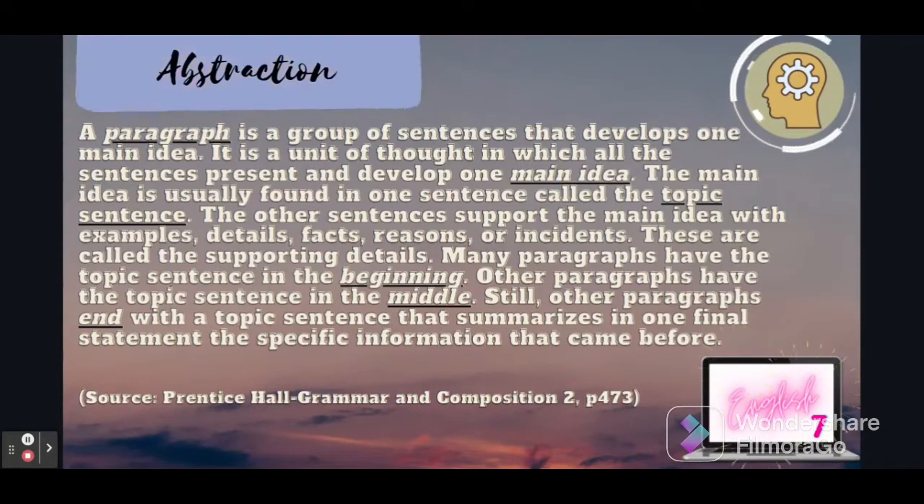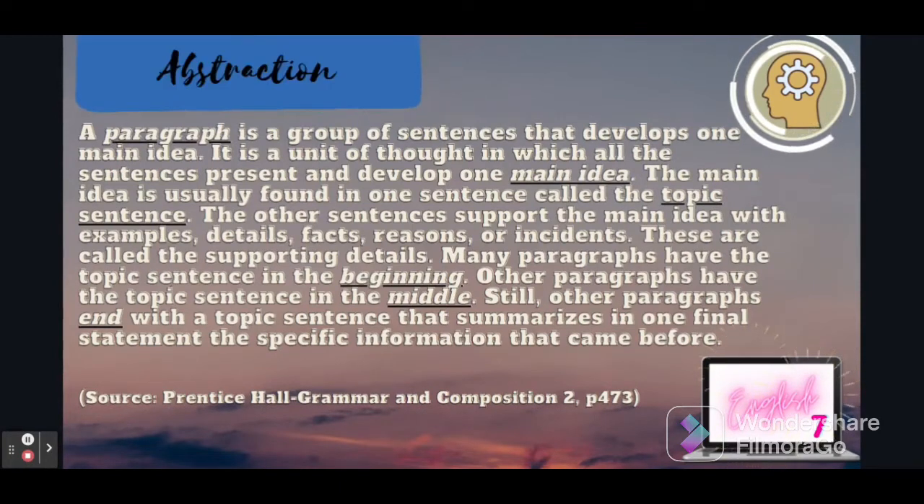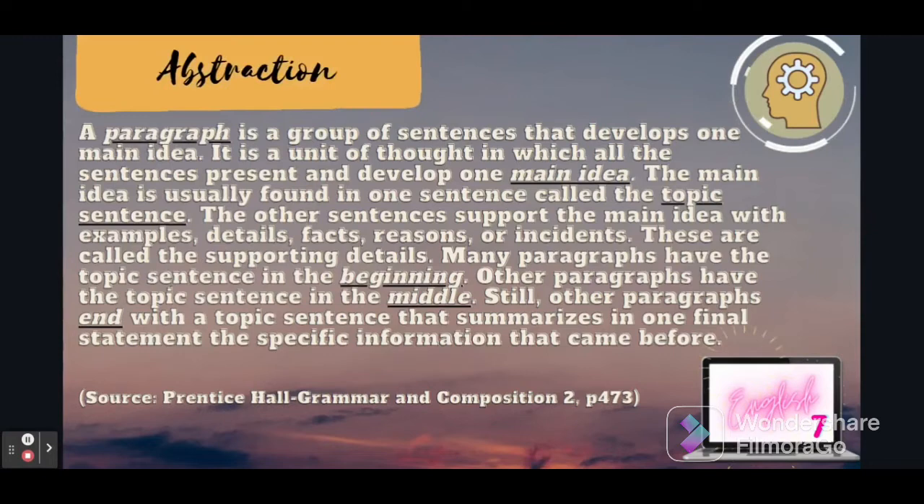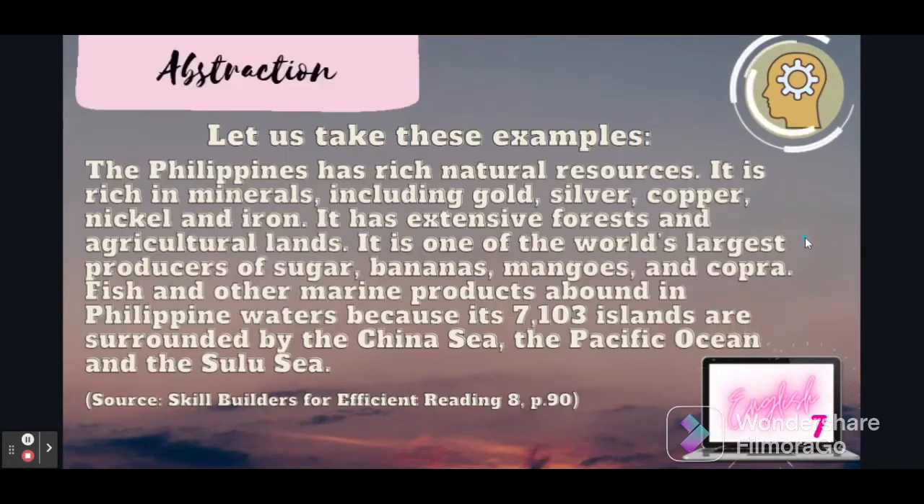Many paragraphs have the topic sentence in the beginning. Other paragraphs have the topic sentence in the middle. Still, the other paragraphs end with the topic sentence that summarizes in one final statement the specific information that came before. Let us take these examples.